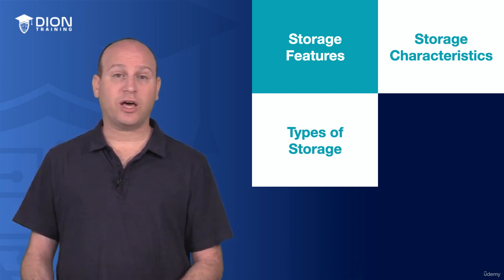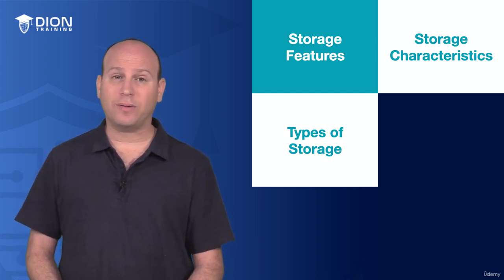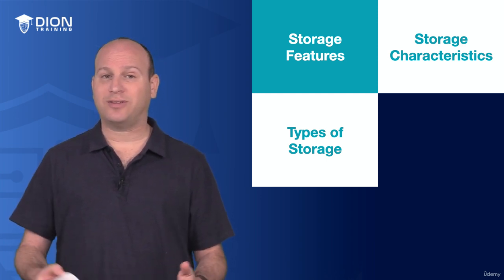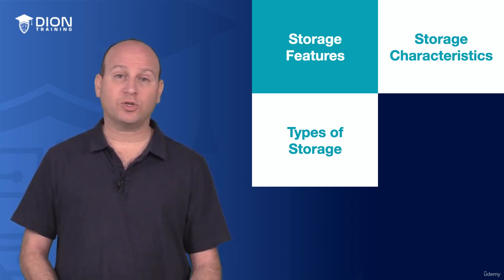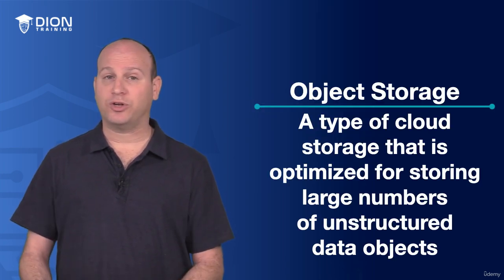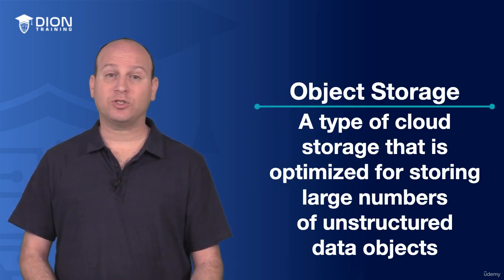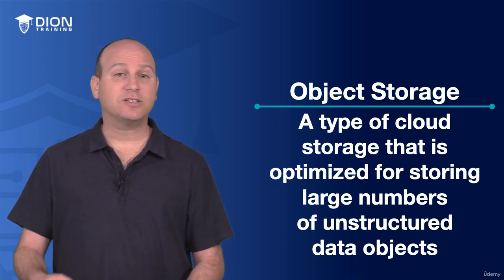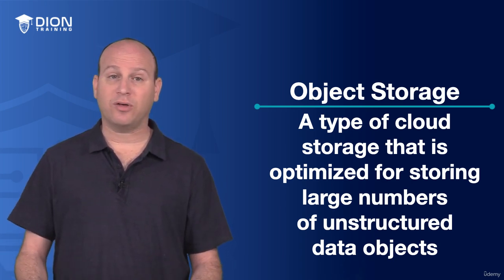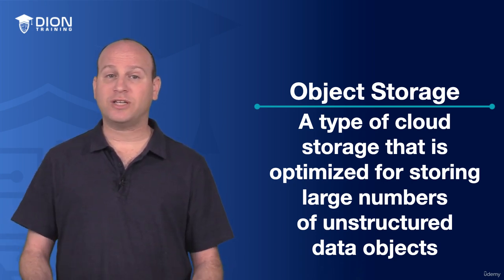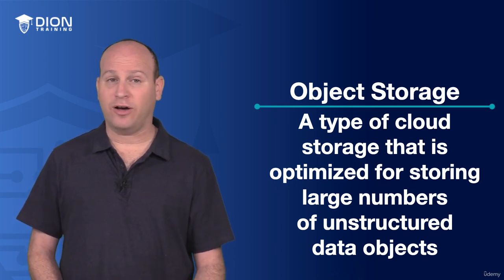The different cloud storage types can be used depending on the specific requirements of your application or workload that you're trying to support using different cloud technologies. This can include object storage, file storage, or block storage. First, we have object storage. Object storage is a type of cloud storage that's optimized for storing large numbers of unstructured data objects, such as images, videos, and files. Object storage uses a flat address space, which allows for unlimited scalability and is often used for large data sets, such as backups and archives.